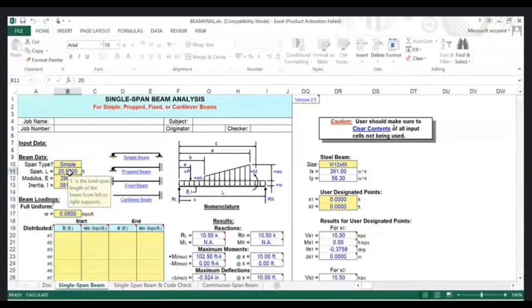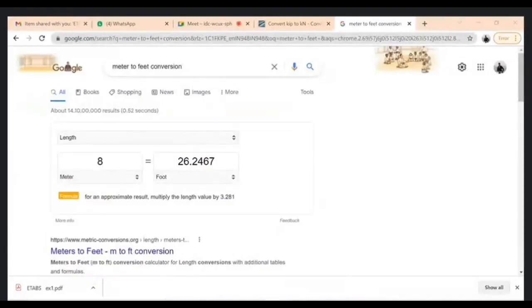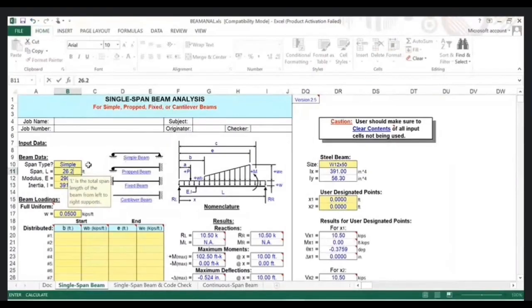Okay. So the length is 26 point. So this is our span of the beam. Here we use the massless section because this beam is massless. So the modulus of elasticity and inertia may be provided here. Suppose we can provide 25,000 and 500.